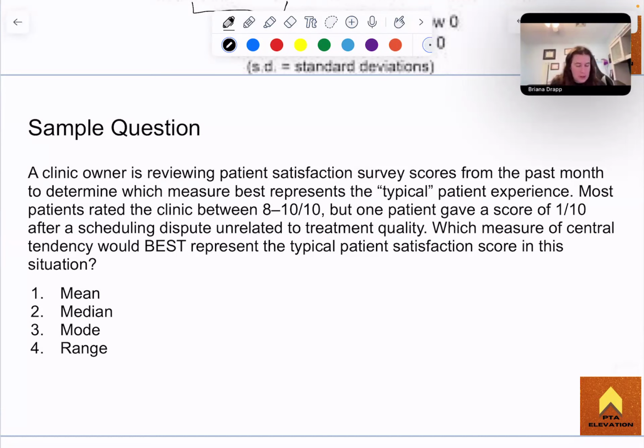So our sample question here: a clinic owner is reviewing patient satisfaction surveys and scores from the past month to determine which measure best represents the "typical patient experience." Most patients rated the clinic between 8 to 10 out of 10, but one patient gave it a score of a 1 out of 10 after a scheduling dispute unrelated to treatment quality. Which measure of central tendency would best represent the typical patient satisfaction score in this situation? One says mean, two says median, three says mode, and four says range. So I'll give you guys a second to think about this.